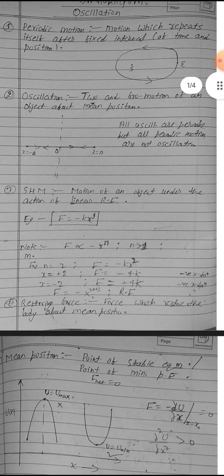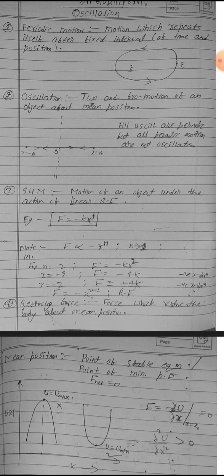Next is, what is oscillation then? The to and fro motion of a body about a mean position is called oscillation. Now you may ask what is mean position, so we will cover that. For the moment, let's talk about the difference between a periodic motion and oscillation.